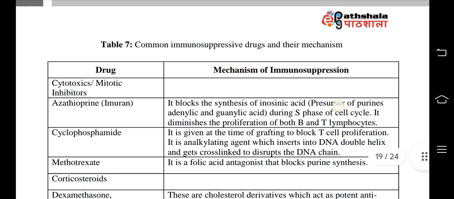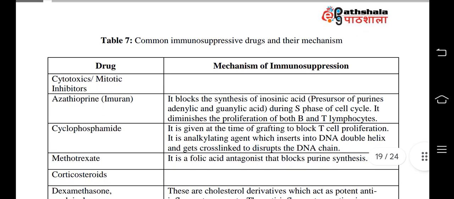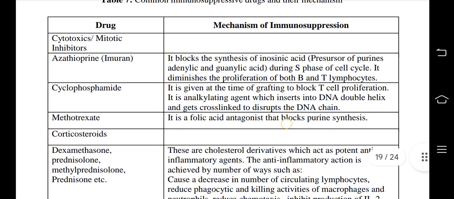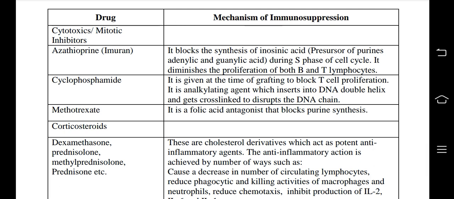Cytotoxic mitotic inhibitors: azathioprine, Imuran, then cyclophosphamide, methotrexate. Methotrexate, which you might have already learned or heard about, is currently in the news. It's a folic acid antagonist that blocks purine synthesis, and that is what makes it an immunosuppressant.